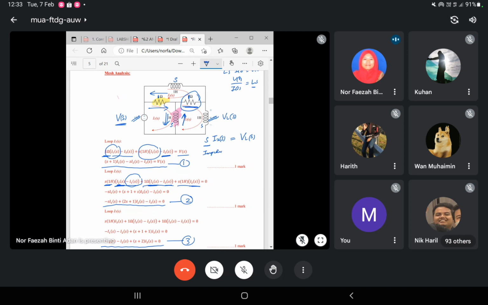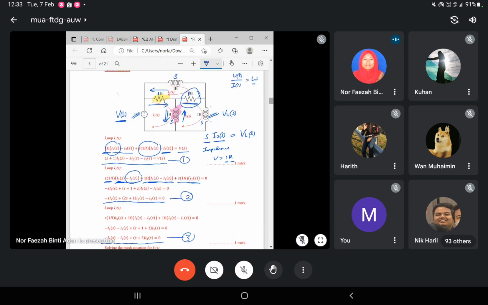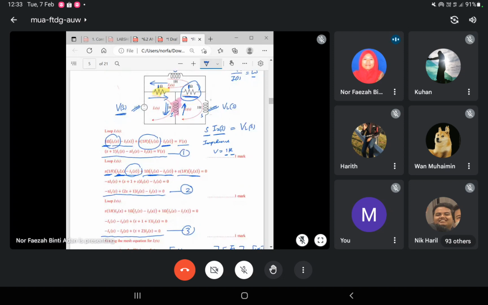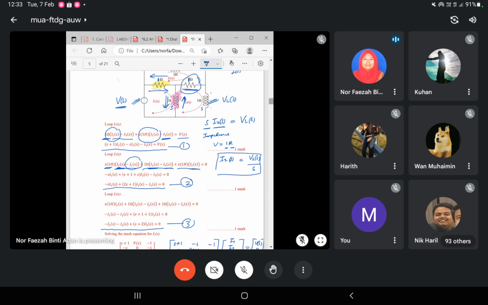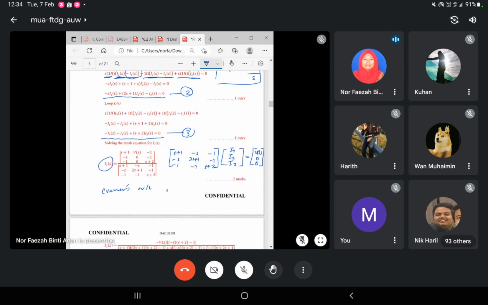Maksudnya S ni adalah you punya impedance, impedance you ataupun resistance lah. And this is I. Konsep dia V = IR sahaja. I adalah I2S, R resistance ataupun impedance adalah S untuk inductor tu, then equals to VLS. So if we get the value for I2S, you boleh dapat VLS over S. So kalau you dapat ni, I2S sama dengan VLS over S. Ini equation yang penting lah so that kita boleh dapatkan relationship between VS and VLS. So I2S equals to how?